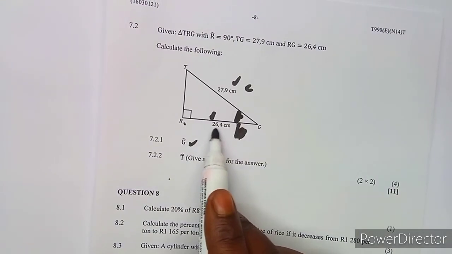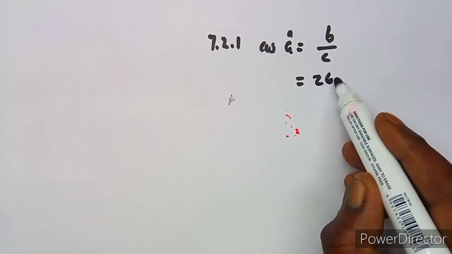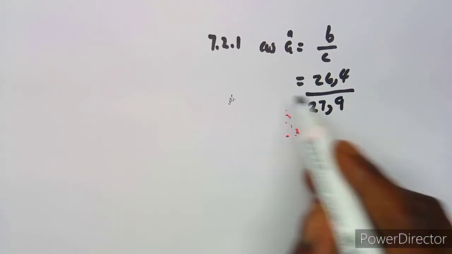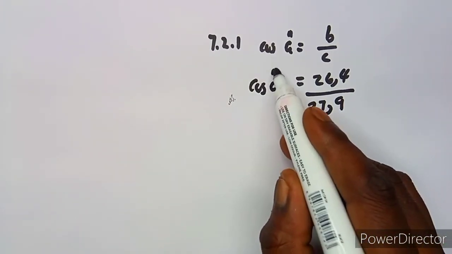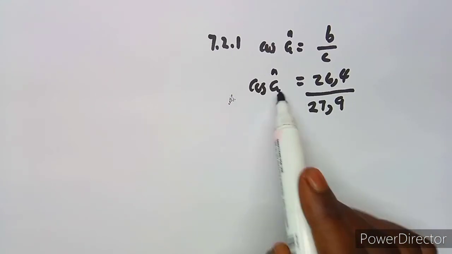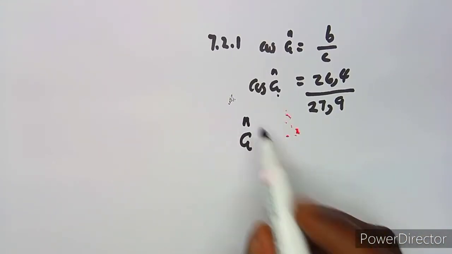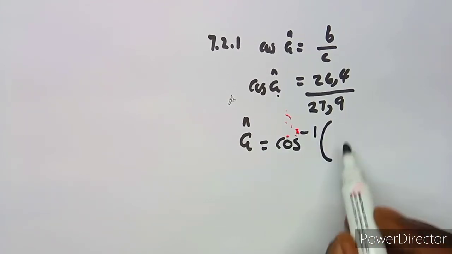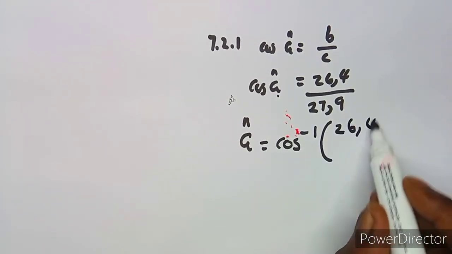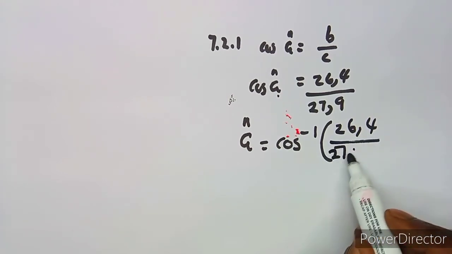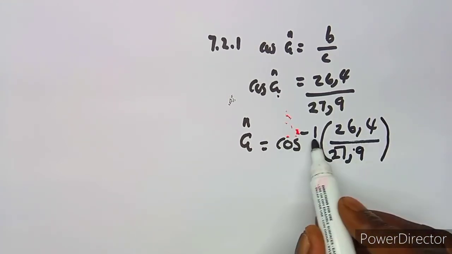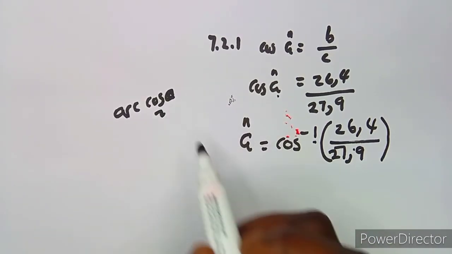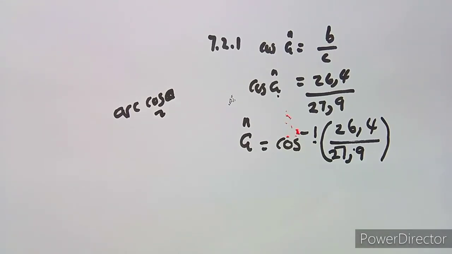So our B is this part here, which is 26,4 over 27,9. This is your cos G. So how are you going to find the value of G? For you to find G, you are going to represent it on your calculator like this. This is the presentation that your calculator must give you. What is this part that I'm writing here? This is referred to as arc cos. How do you do it from your calculator?